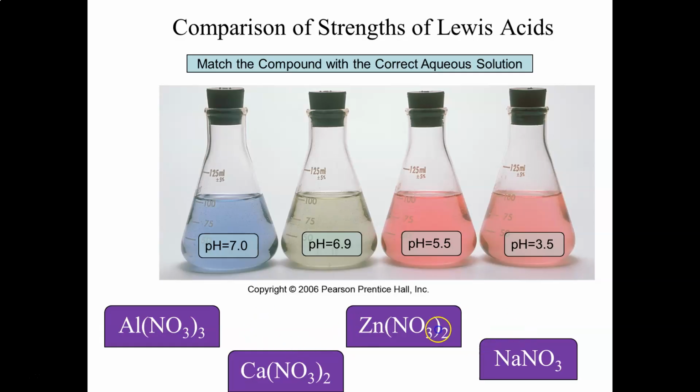That's what you want to figure out. And then which one would be basically neutral but has a chance to be slightly acidic, and even more acidic for the pH of 6.9, 5.5, and 3.5. So take a second, go through and try it, and then we'll wrap it up.